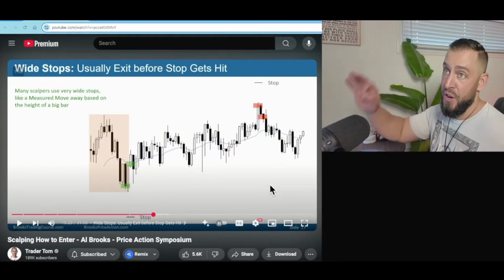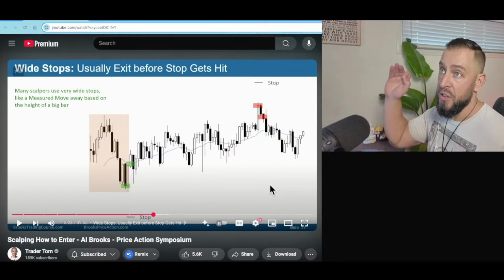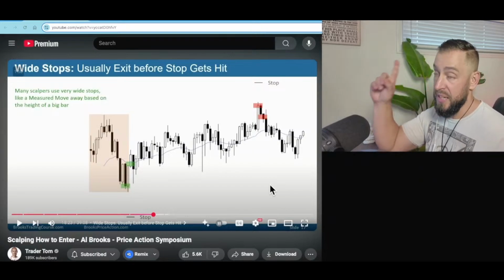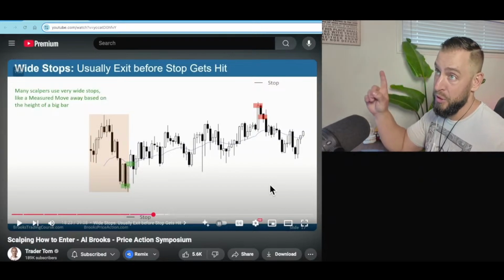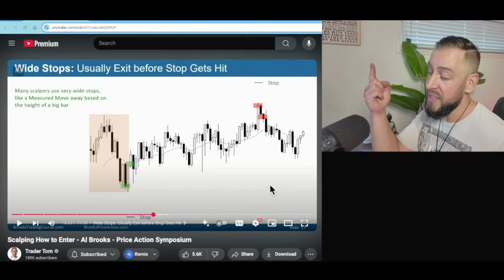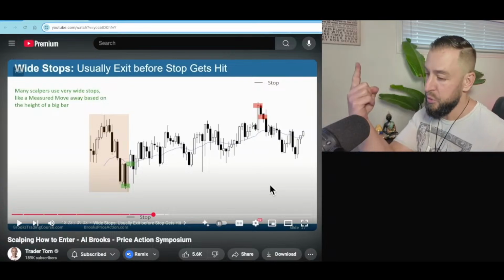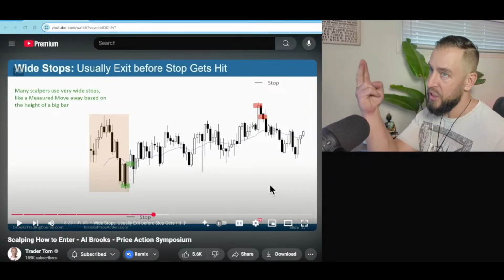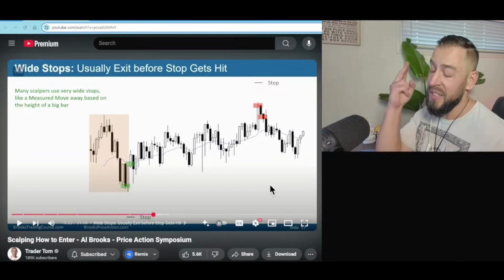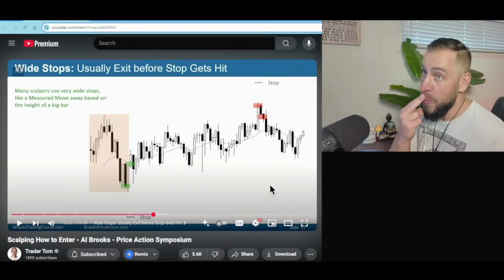Okay, now this is the third key to why traders lose money when they're scalping, okay? So we said the first reason why most scalpers lose money, the first biggest part of this scalping trap is tight stops, right? That's number one. Number two, we just said it. Okay?